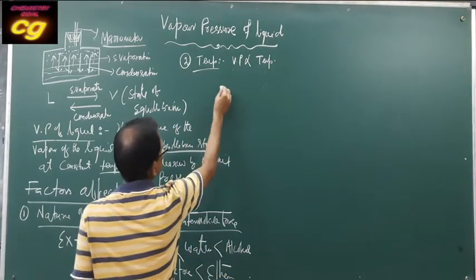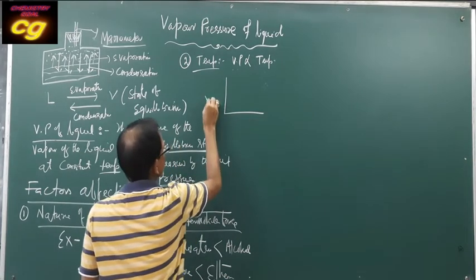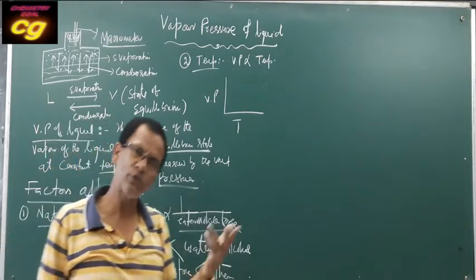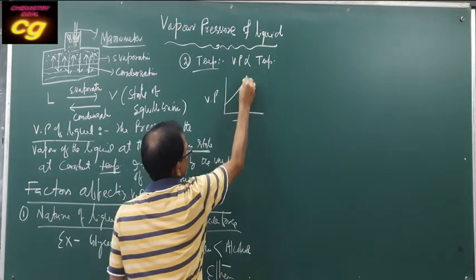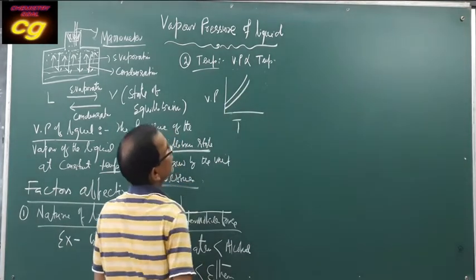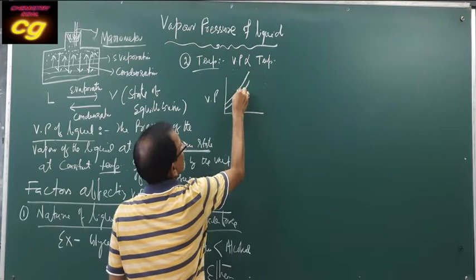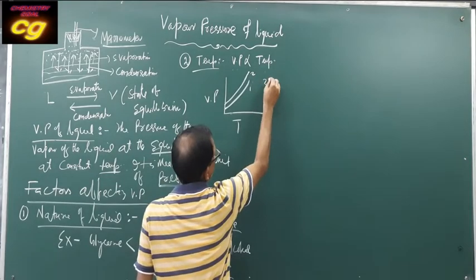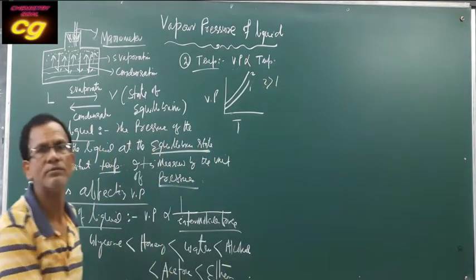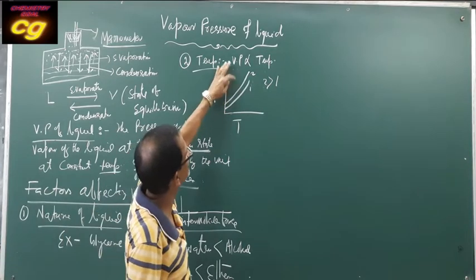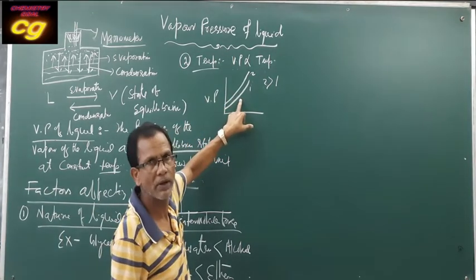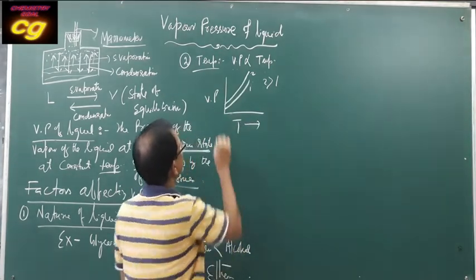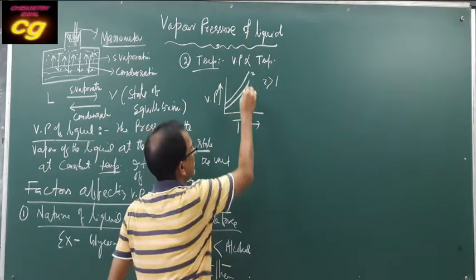You can draw the graph. Suppose this is your vapor pressure and this is the temperature. We already know the liquid evaporates at room temperature, so you can start the graph like this. If you see, this is the second one and this is the first one. The second one has higher vapor pressure than the first one, because this liquid is more volatile than the first one. But in both cases, by increasing temperature, the vapor pressure increases.